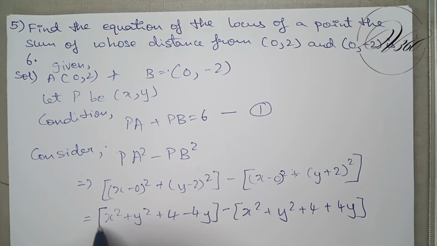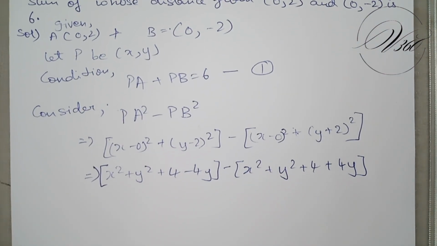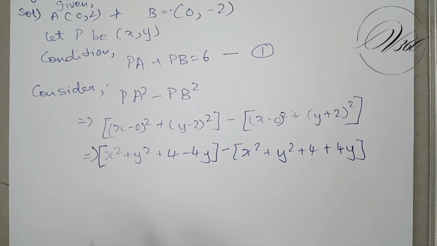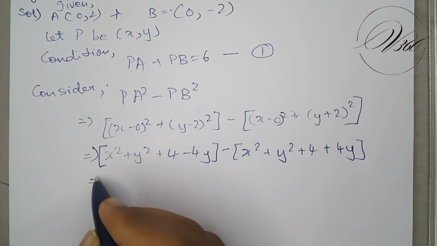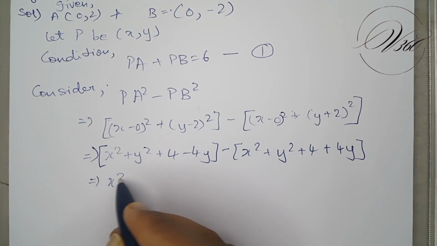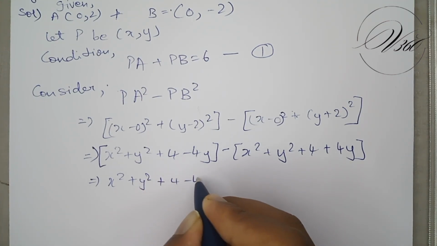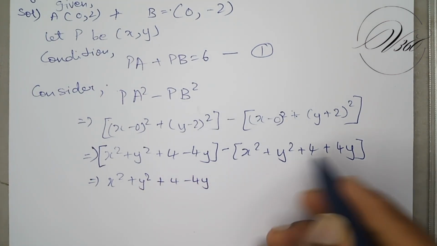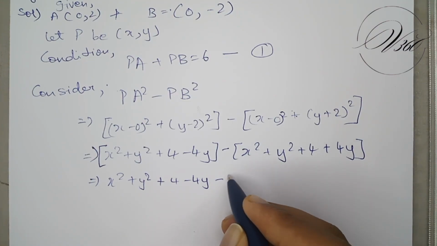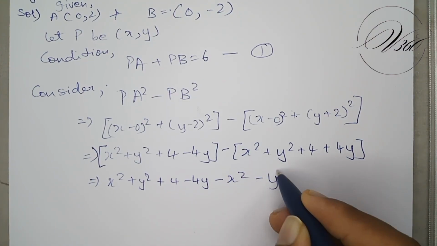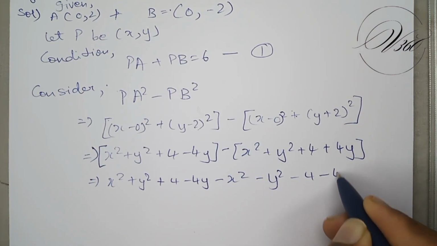Okay, I think you might understand. I'm just expanding and solving. Now I will get the equation by solving this. x square plus y square plus 4 minus 4y. Now if we open these brackets, the symbols will change. Minus x square minus y square minus 4 minus 4y.